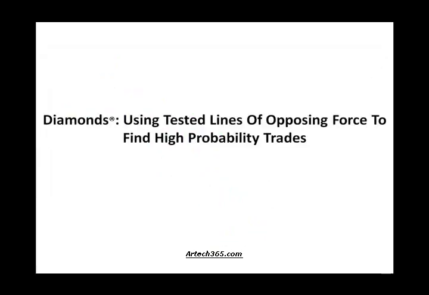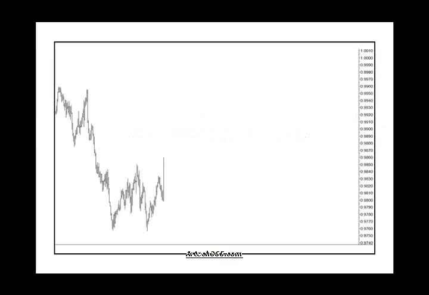Using tested lines of opposing force to find high probability trades. You've seen this one, Shane, right? Yeah, I've seen this. I made it after the last 3 days of drugs, I really don't remember. So here we are, we're in a downtrend, prices retested, we got double lows down here. We popped out this high.